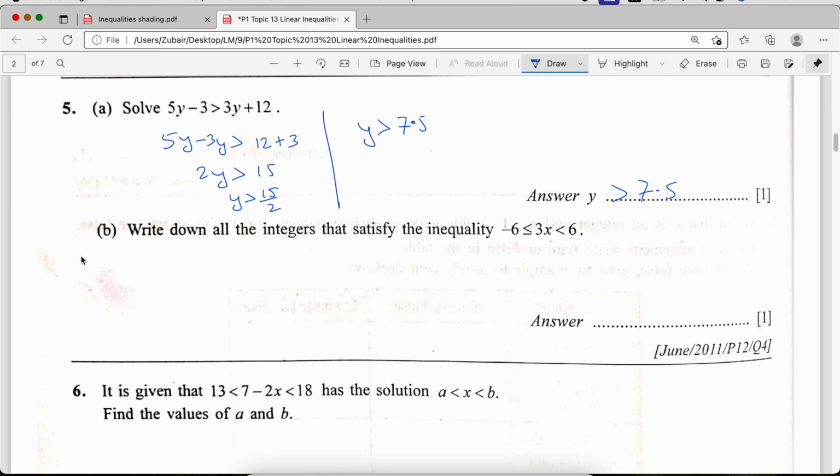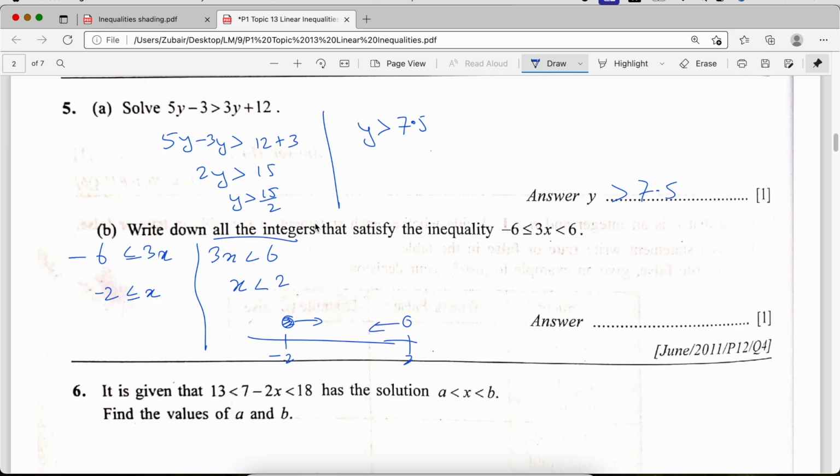Again, we have two inequalities. The first one is minus 6 less than or equal to 3x. So 3 divided on the other side is minus 2 is less than or equal to x. And the next inequality is 3x is less than 6. 3 divided on the right hand side gives us 2. So this is now minus 2, which is included, and that is positive 2, which is not included.